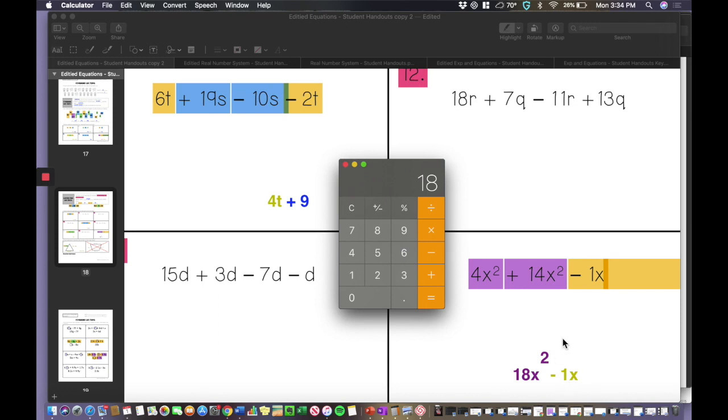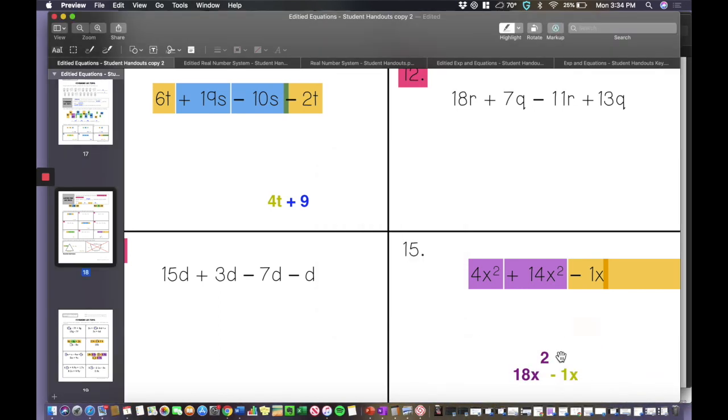I just want to point out that this is the right answer. However, if my exponent was different, I could not combine these. If this 2 was a 3, I wouldn't be able to do it. It's completely different. If your exponents are different, you would never be able to combine them. Also, you can look at this as -1x raised to the first, because any number raised to the first is actually itself, so this 1 is invisible. It wouldn't really be there.